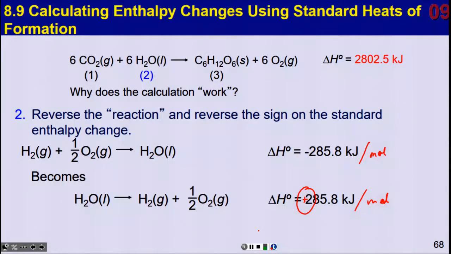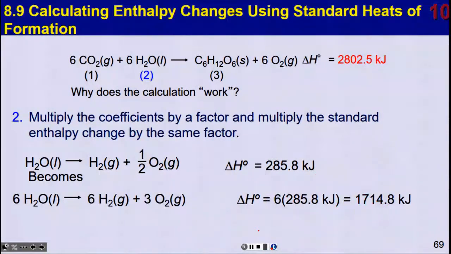All right, that was part 2 of the things we're putting together. What do we have to do next? Oh yeah, again we have to multiply by a coefficient, don't we? Because water is times 6 in this particular process. So we multiply the coefficients by a factor and the standard enthalpy change by the same factor.